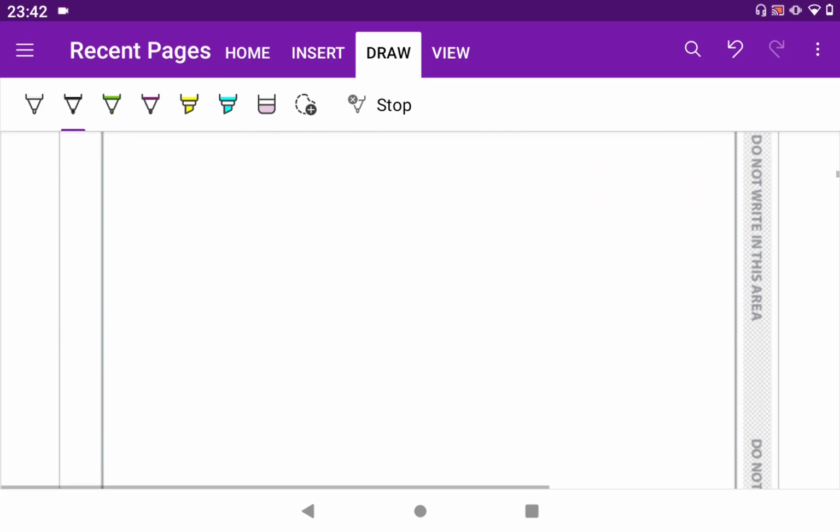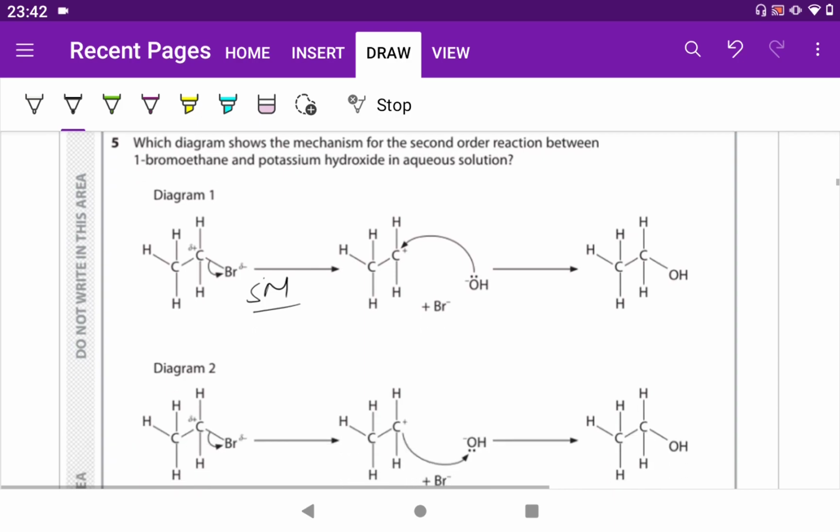Now the fifth. Which diagram shows the mechanism for the second order reaction between 1-bromoethane and potassium hydroxide in aqueous solution? So the diagram 1.